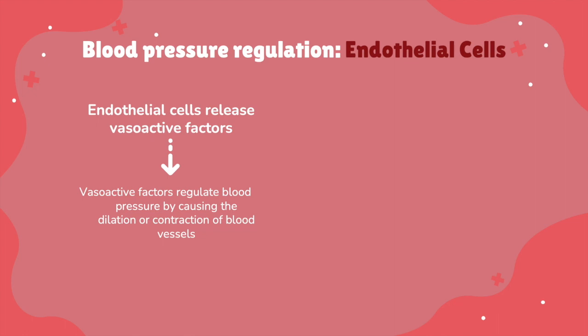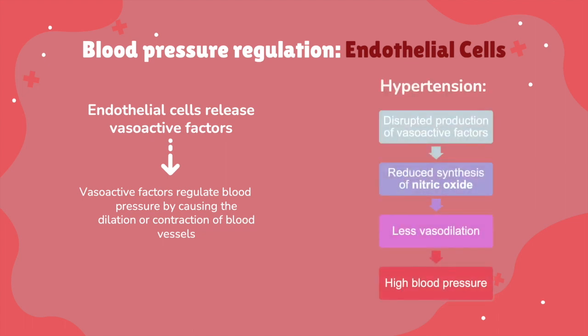Endothelial cells also contribute to blood pressure through the release of various vasoactive factors. Vasoactive factors control the contraction or dilation of blood vessels. In hypertension, the endothelial production of these vasodilators and vasoconstrictors is disrupted, with reduced synthesis of nitric oxide, a potent vasodilator, contributing to high blood pressure.